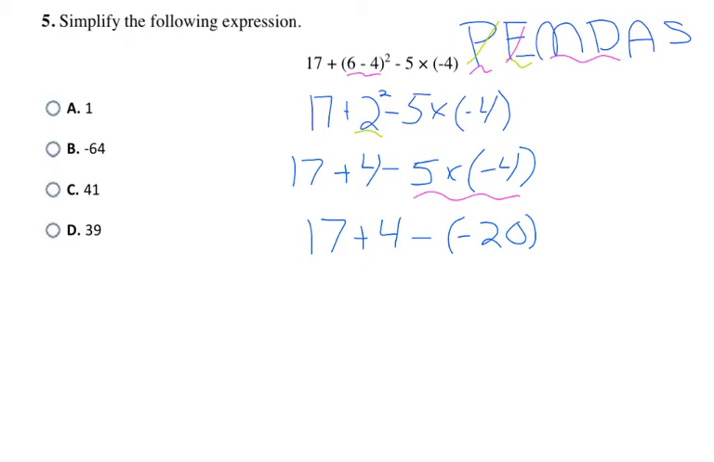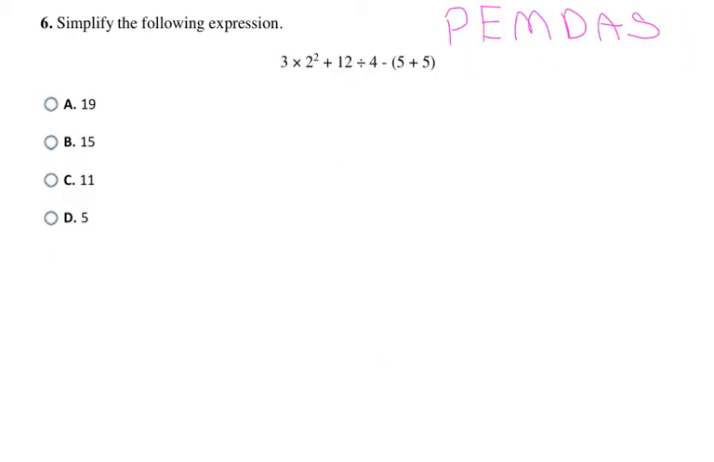Now, minus a negative is the same as adding. So I could change that to a plus. And now all I have is addition. So for my addition and subtraction from left to right, I'm going to have 17 plus 4 is 21, plus 20, which is 41, which is going to make my final answer C.